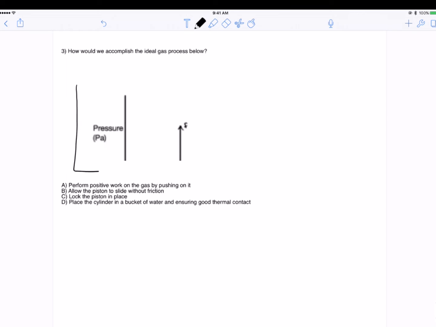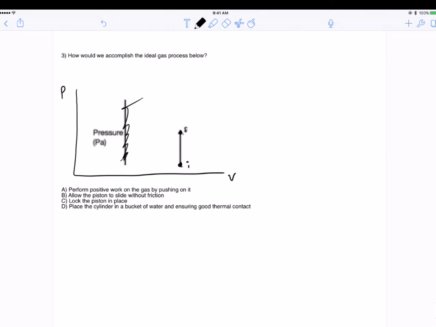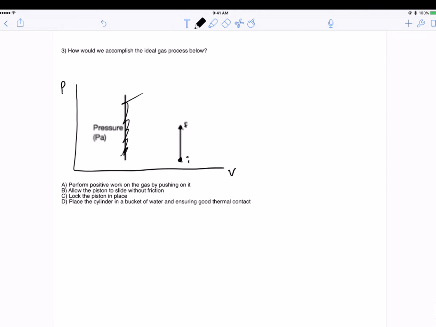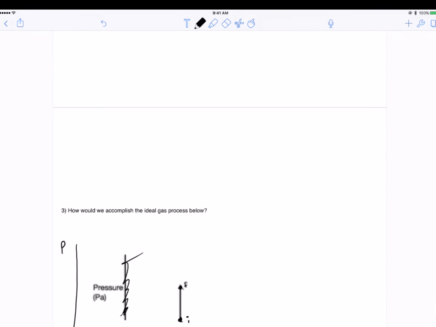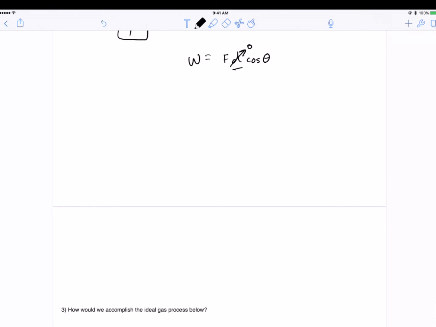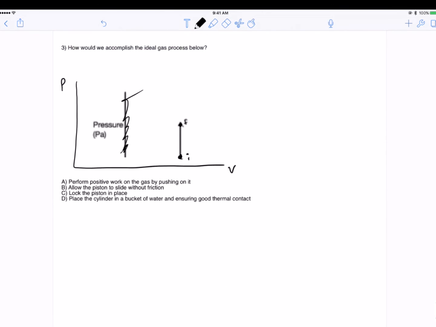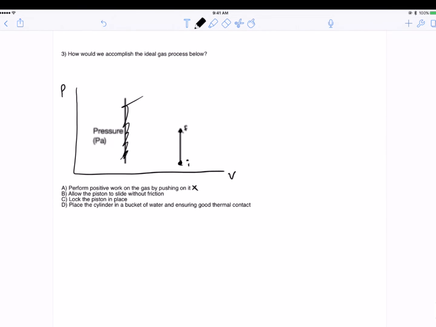Now, for our final question, we want to look at this process below. It appears this didn't copy properly, but if we draw in here, this is in fact a PV diagram. Here, I think this is the initial, let's just ignore this, and this is the final. If we want to know how to accomplish this, do we perform positive work? Well, constant volume, there's not going to be a displacement. We just talked about this, so there's not going to be any work involved in this.